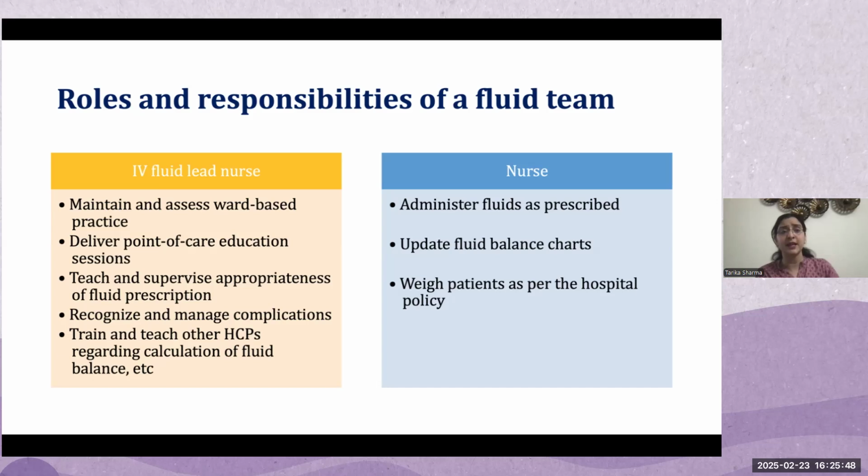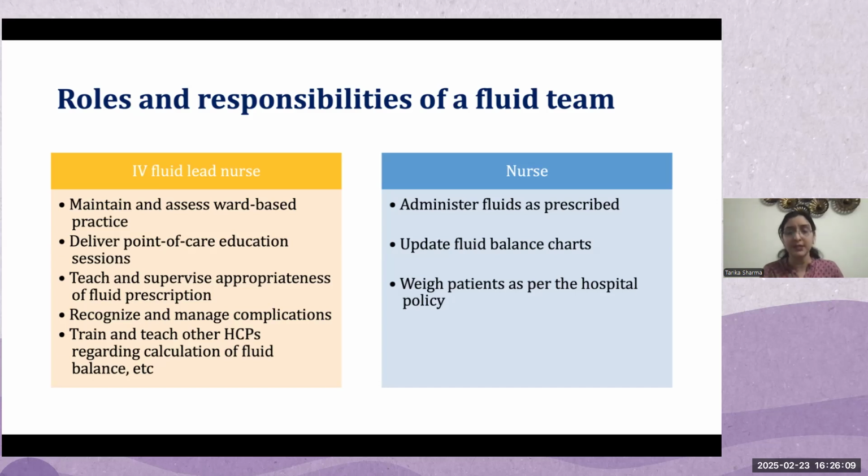And if a person is having the positive balance, it means there is a kind of volume overload, or there is a kind of retention, or there is a kind of edema. If a person is having negative fluid balance, it means the person might be in a state of dehydration. So these kinds of small teachings and surveillances will be done by the IV fluid lead nurse.